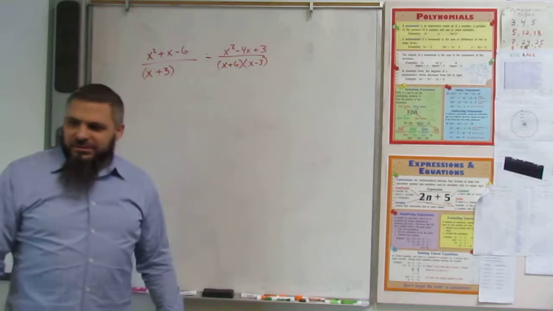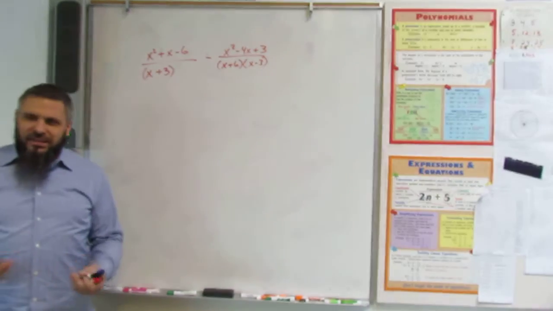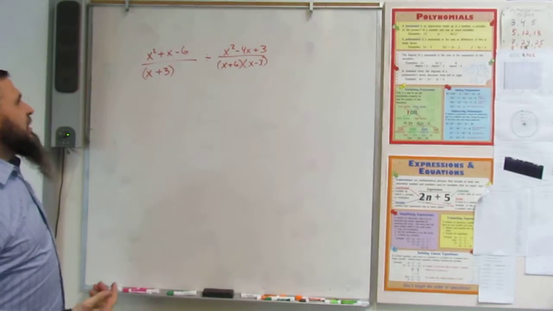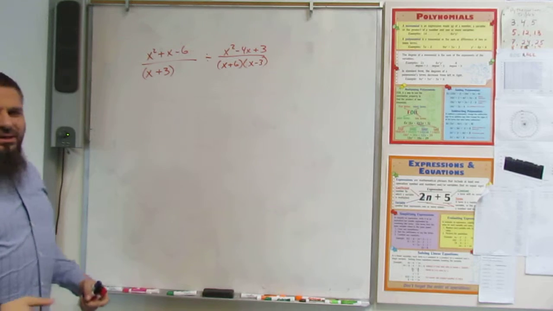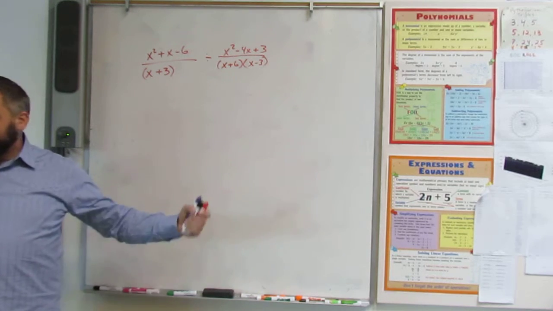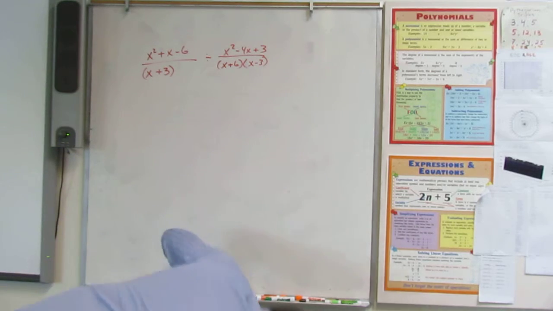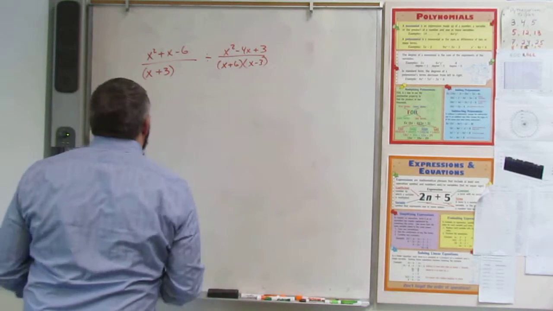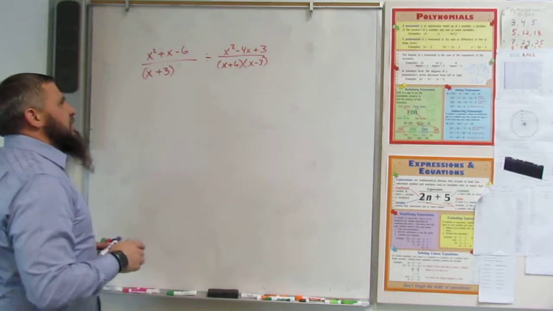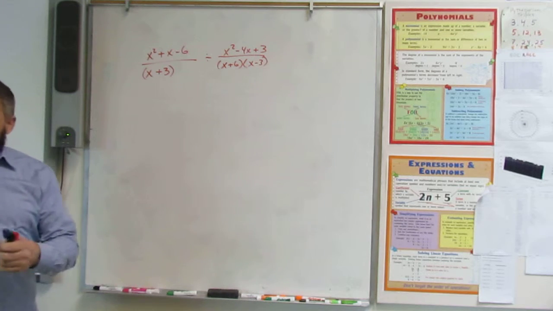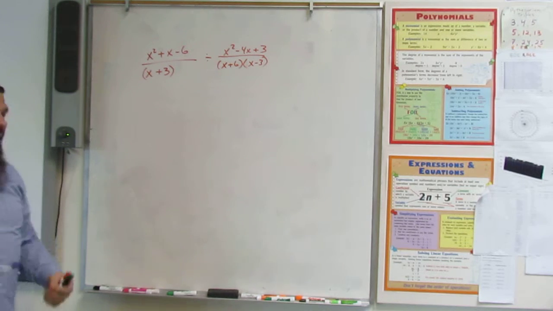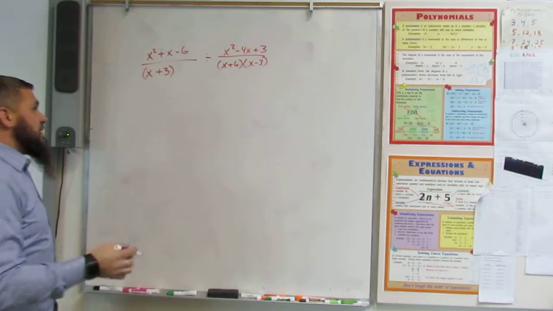Factoring polynomials. It's called rational expressions. I'm going to call this dividing polynomials. It's just simple that way. Alright, so dividing polynomials. The hardest thing about this is understanding the first thing. You cannot divide by zero. Okay? You cannot divide by zero.